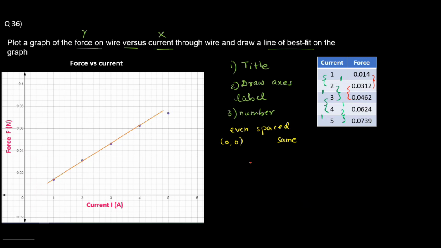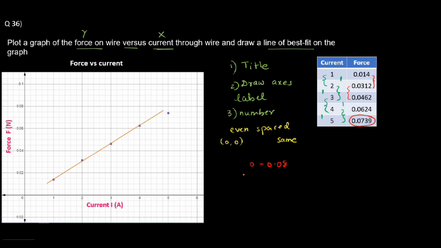I know I will start my graph from 0. Starting from 0, look at the maximum value in your table. My maximum value for force is 0.0739. I have to choose the range of my graph to include values that go from 0 to 0.0739. So let me take my range from 0 to 0.08. When I put numbers from 0 to 0.08, it will include all the values given to me in the table.